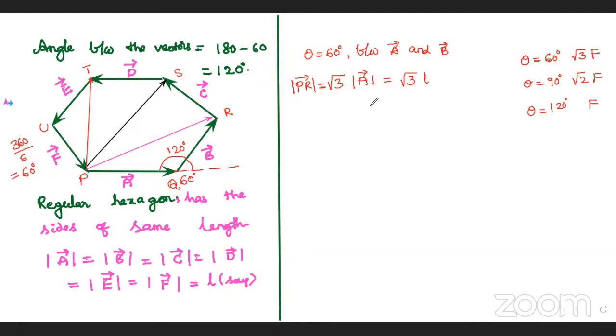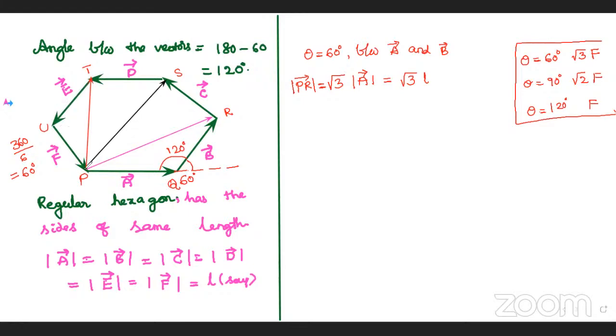Okay, right, good. So here, using the shortcut, I wrote this is root 3 L. So what is the length of this pink line? That will be root 3 L. Then in the same way you can find out PS and PT also. PT is very easy. Why?